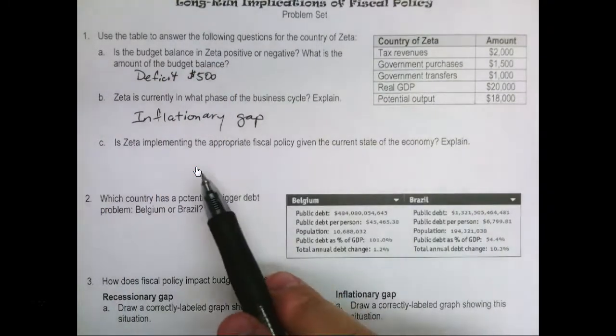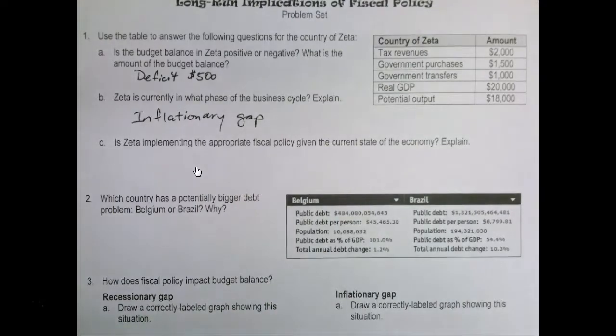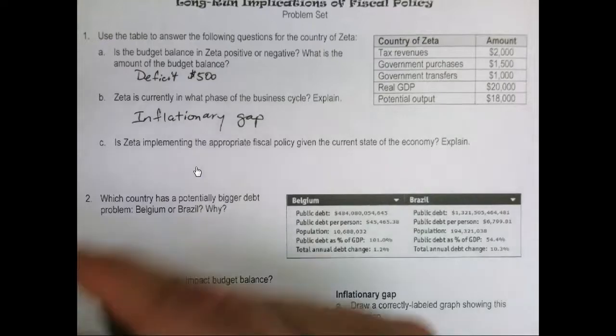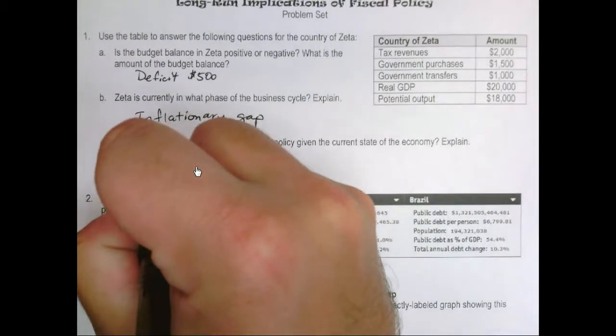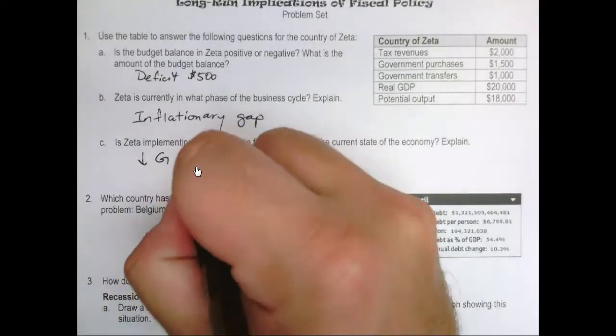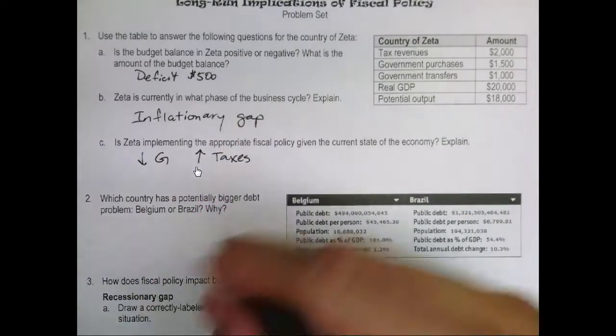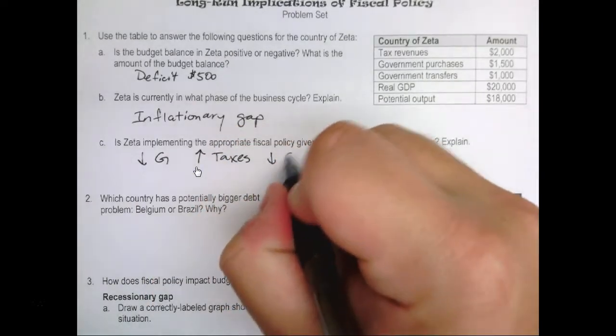So then what should the country of Zeta do when it comes to fiscal policy to close that inflationary gap? Well, we're looking for some form of contractionary policy. And so they have three options. They could either reduce government spending, they could increase taxes, or they could reduce the government transfers.